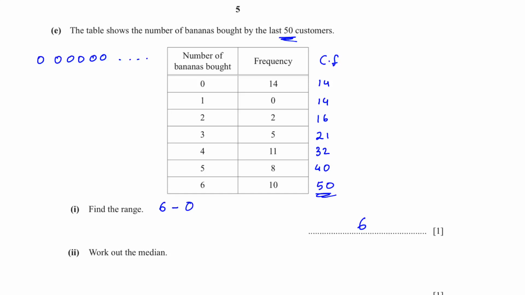Median means the middle number. So 50 divided by 2 is 25. In which number will you get 25? Till here, 21 customers bought the bananas. So 25 will be here. Answer is 4. "25" gives us the position of the number.